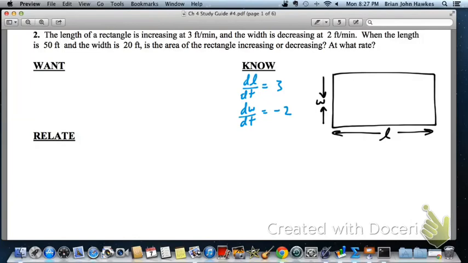Okay, so then when the length is 50 and the width is 20, what's the area? Is the area increasing or decreasing, and at what rate? So we would need to know what's the rate of change of the area at the precise moment when the length is 50 and the width is 20. And is the area increasing or decreasing? Well, we know that the area of a rectangle is just the length times the width.